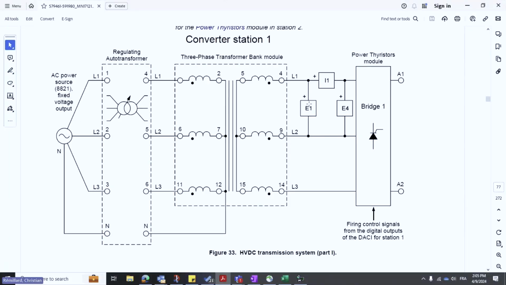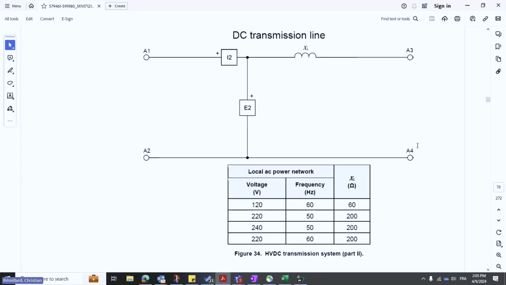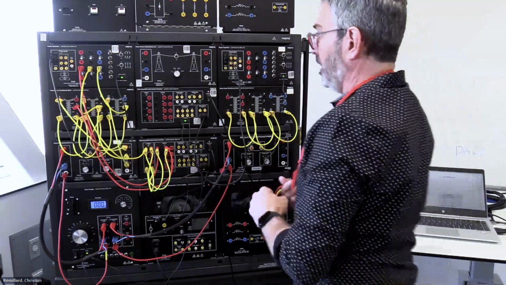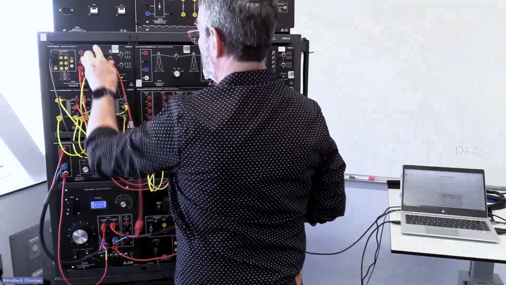And then we get into the bridge, and the output of the bridge is A1 and A2. So this is our DC output because the bridge acts here as a rectifier, taking the three-phase AC voltage and converting it to DC output. So A1 and A2 here flow into the next schematic for the DC transmission line. A1 and A2 come here, and first A1 needs to go through I2 to measure the DC current flowing in our transmission line. So if we go back here, A1 is the top of our bridge here.